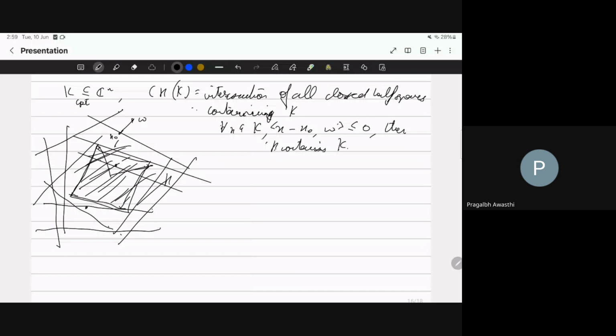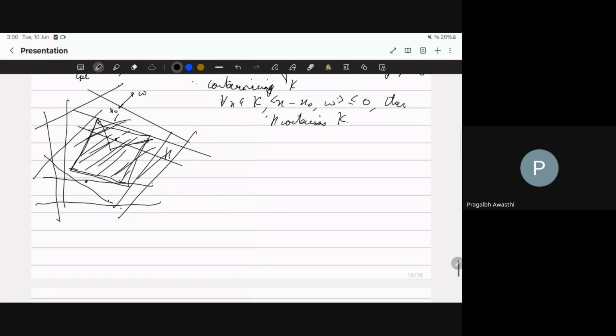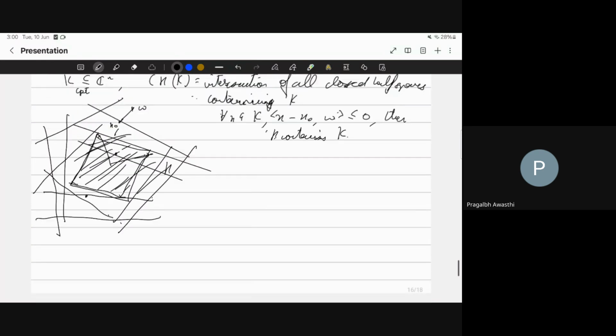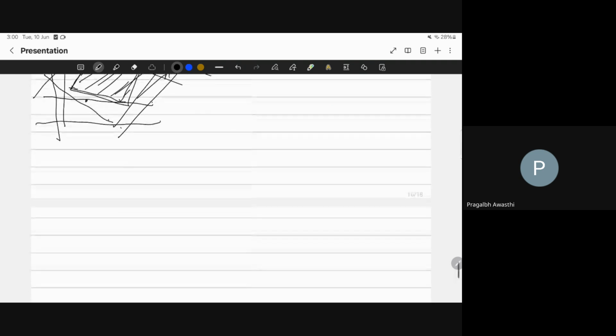So the intersection of all closed half spaces containing K is in fact the convex hull of K, for every K which is compact, right? And this gives an interesting characterization of compact sets, which we will see. So first of all, note that instead of considering all closed half spaces, let's see.